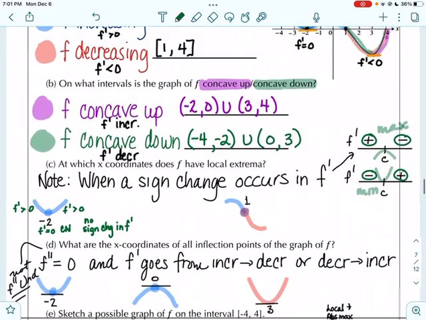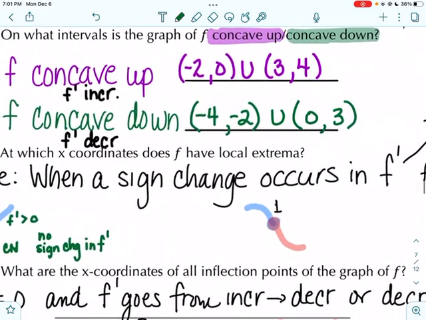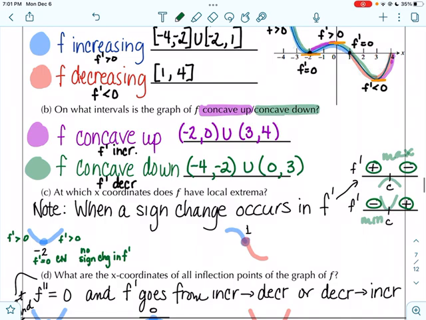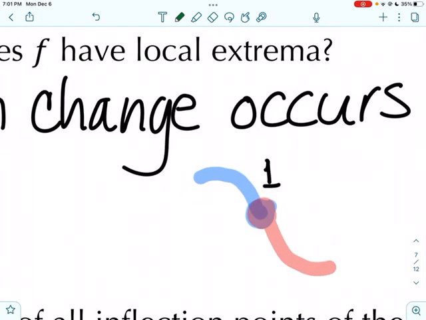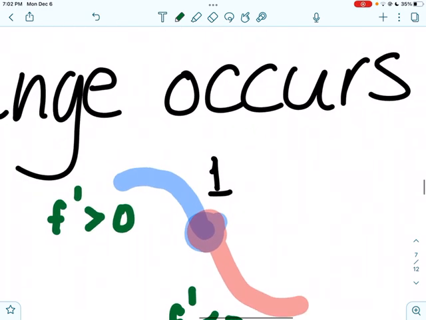But then if you notice at x equal to 1, what do we have? We have f prime greater than 0. Here, let's zoom in. We have f prime greater than 0 to the left of 1. And then we have f prime less than 0 to the right of 1, right? So there's something happening by the first derivative test. There's a local maximum. So this means at 1, there's a local max.